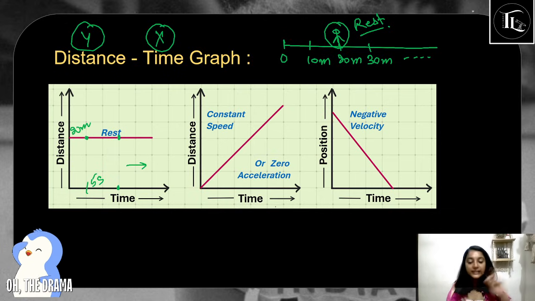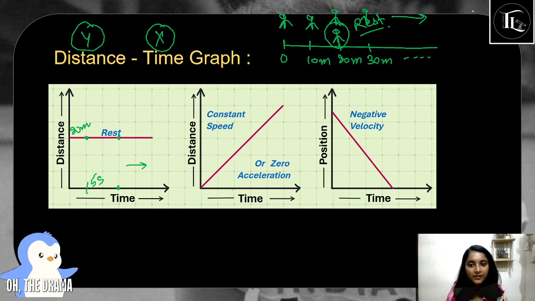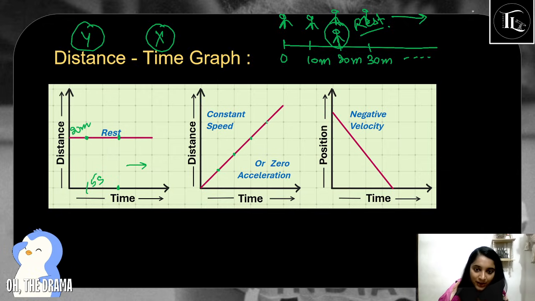But suppose now with time, distance is changing. It is increasing. For example, at 0 second, you were at 0 meter. At 2 second, you are at 10 meter. At 4 second, you are at 20 meter. At 6 second, you are at 30 meter, and so on. So now if you draw the points, it will make a straight line graph here. So with the time, distance is increasing and it is increasing at a constant speed. So this is the graph for constant speed, and in this case the acceleration is 0.